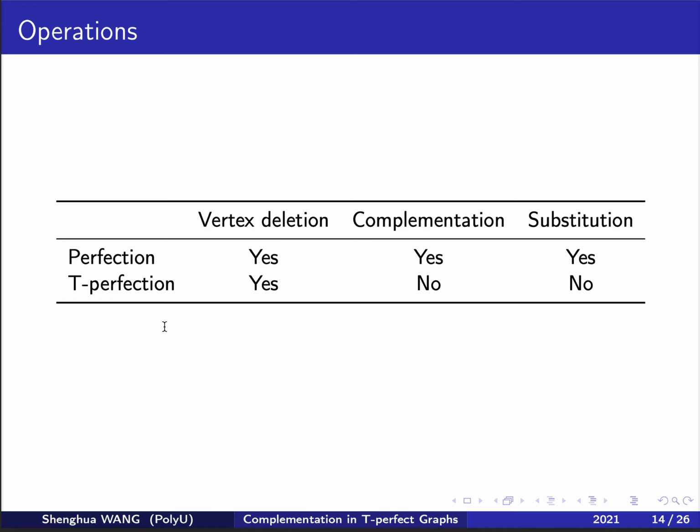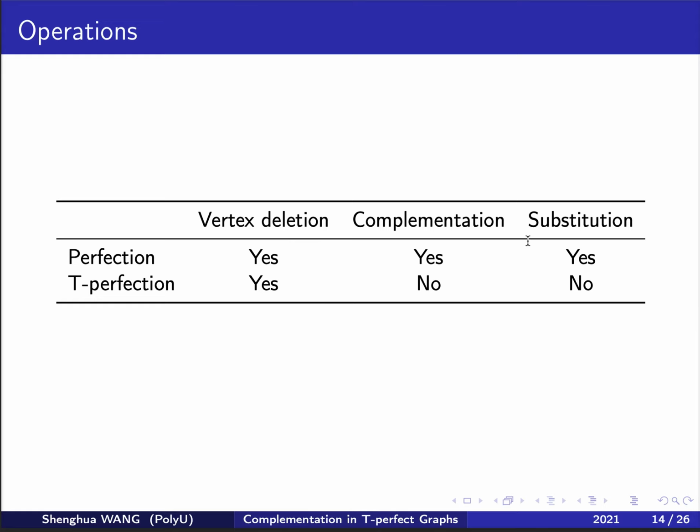And for t-perfection, we know it is preserved under vertex deletion. Since if we remove a vertex v from the graph, the stable set polytope of the remaining graph is just the intersection of the stable set polytope of the original graph with the hyperplane given by the corresponding variable x_v equals 0.